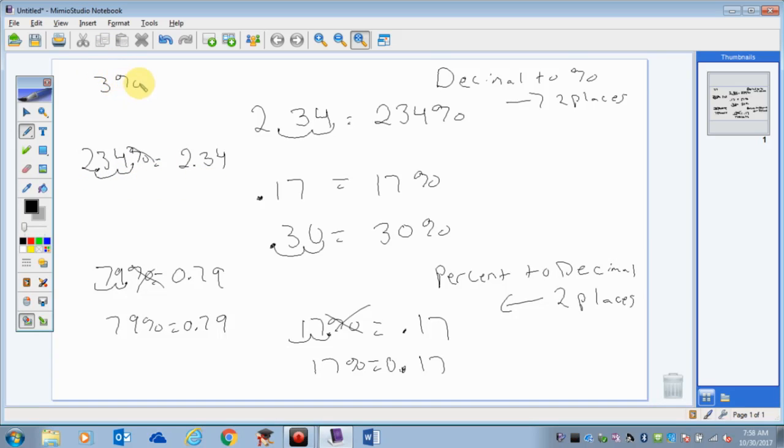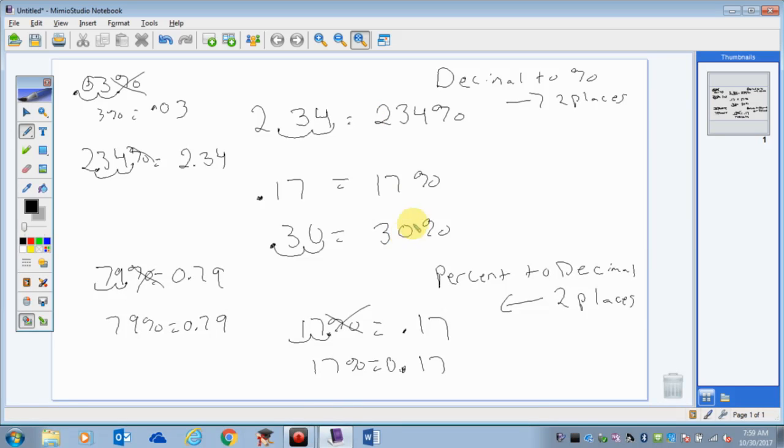3%, the decimal's here, so you have to go 1, 2, it goes here and add a 0. So 3% is equal to 0.03. So you had to move it two places to the left, and you drop your percent sign to change it to a decimal.